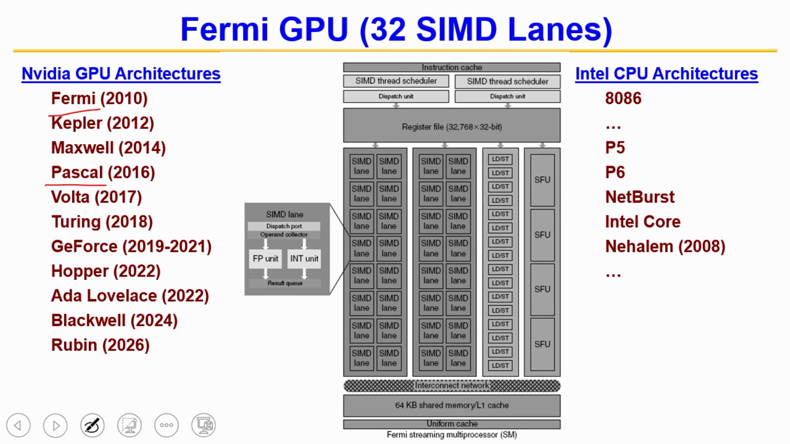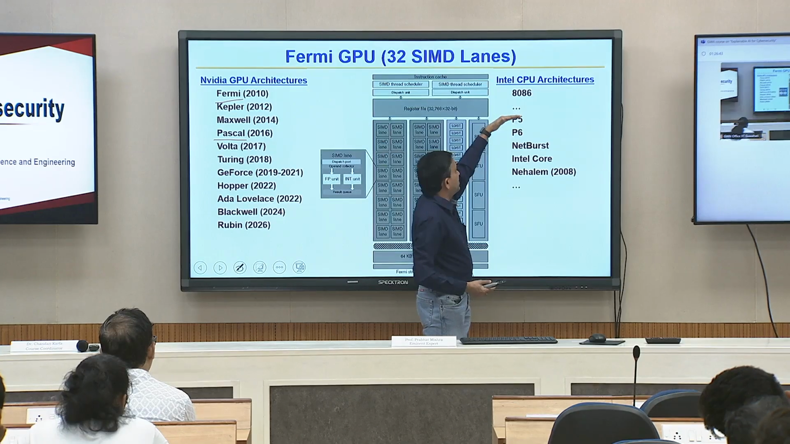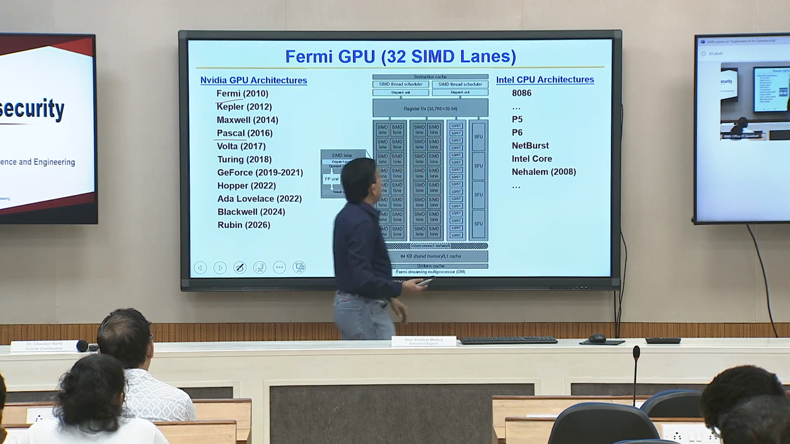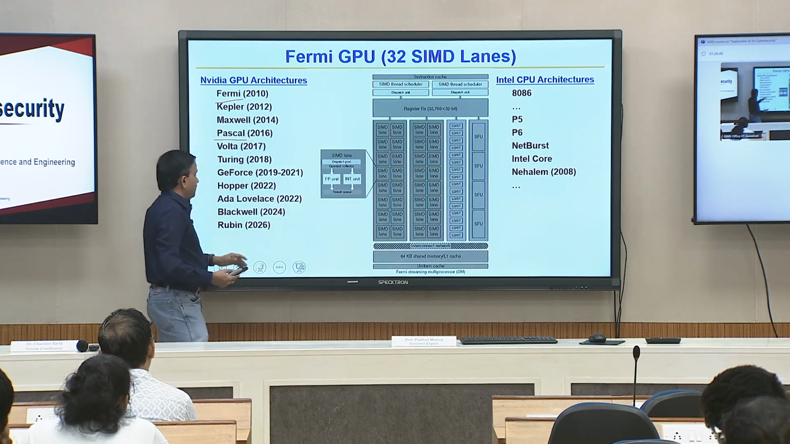But this code name and variation should be the same as in the processor world, the 8086, there are many variations, Pentium 5, 6, NetBurst, Intel Core, and I did not list all of them. On the GPU side, the same story.